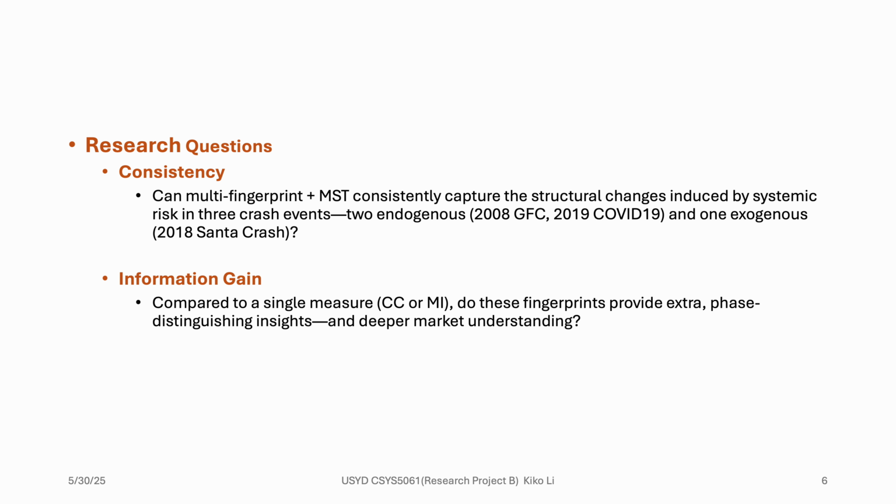Here are our 2 main research questions. First, consistency: can our multi-fingerprint plus minimal spanning tree framework reliably capture the same kind of structure shift in the 2008 global financial crisis, the COVID-19 market crash, and the 2018 sector market crash? Secondly, information gain: beyond what a single measure like correlation coefficient or mutual information gives us, do those high-dimensional fingerprints deliver extra phase-distinguishing insights and a deeper understanding of market dynamics?